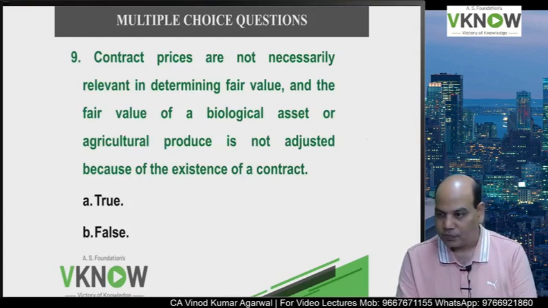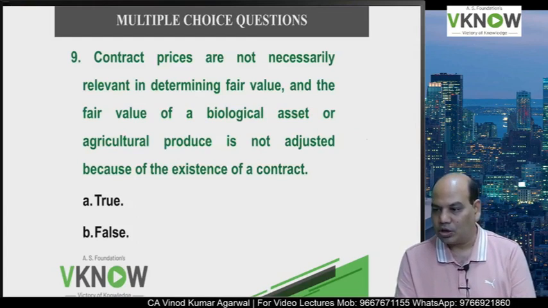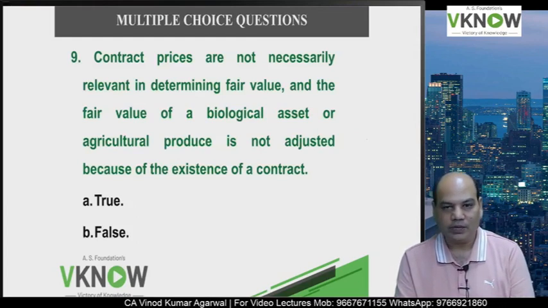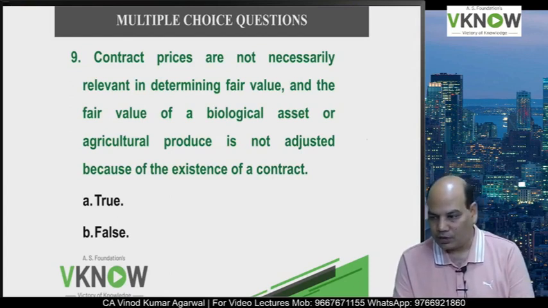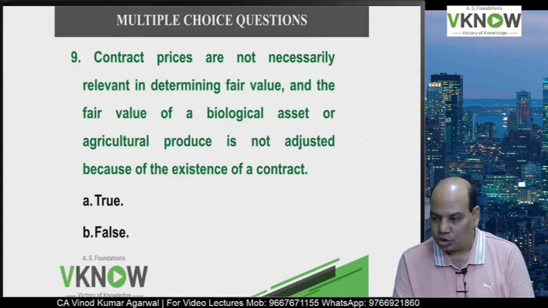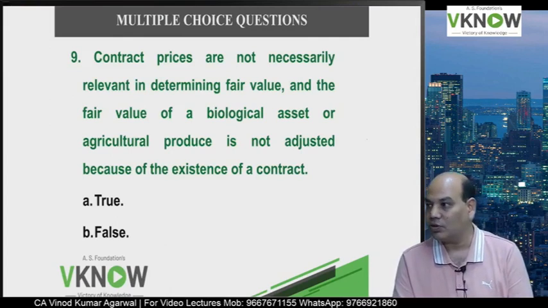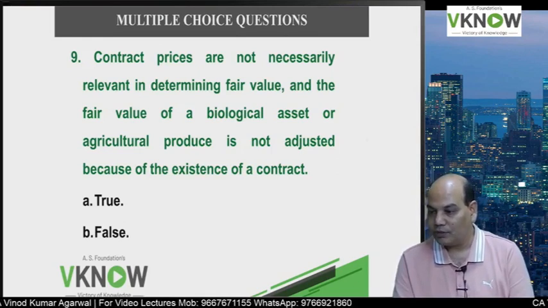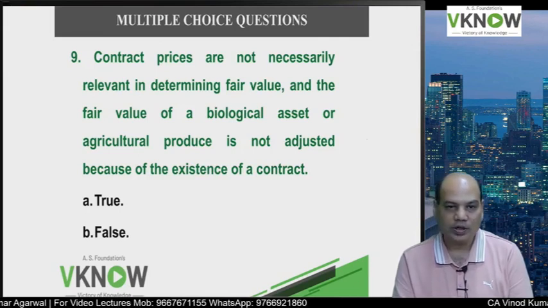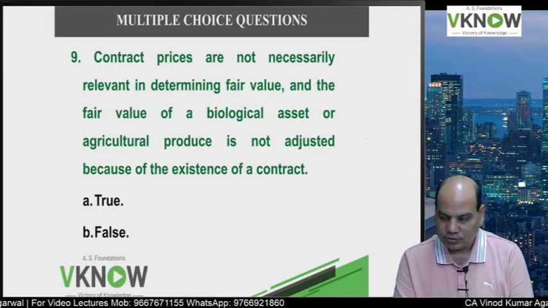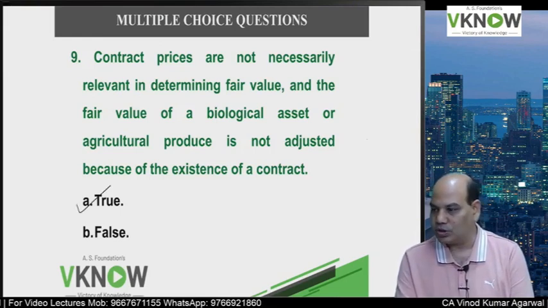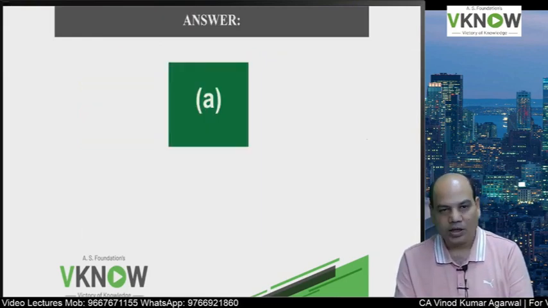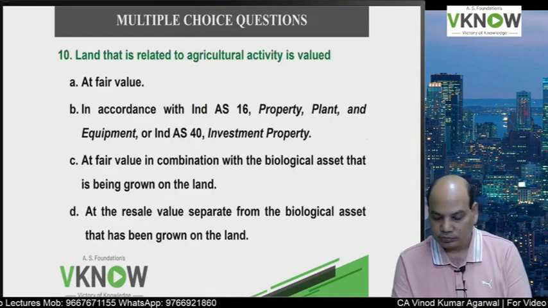Question number 9. Contract prices are not necessarily relevant in determining fair value, and the fair value of a biological asset or agricultural produce is not adjusted because of the existence of a contract. We have discussed this line that forward contract or future contract prices are not relevant. So the answer is true. This is a correct statement. Every time you don't have to tick mark false.